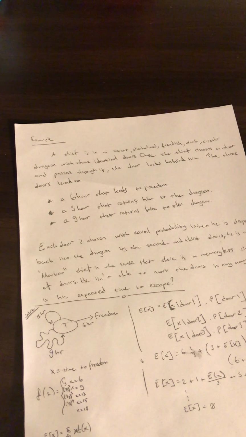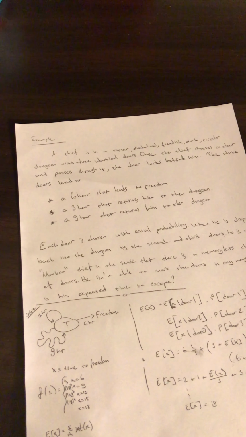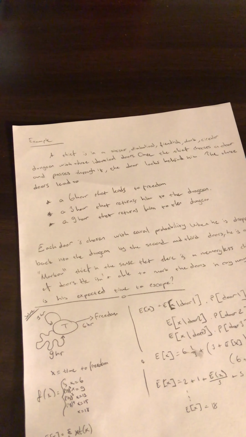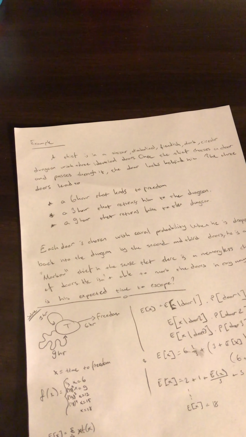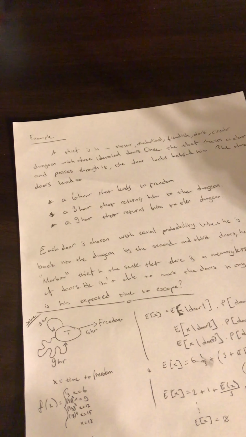When he is dropped back into the dungeon by the second and third doors, he is a Markov thief in the sense that there is a memoryless choice of the doors. He isn't able to mark the doors in any way. What is his expected time to escape?